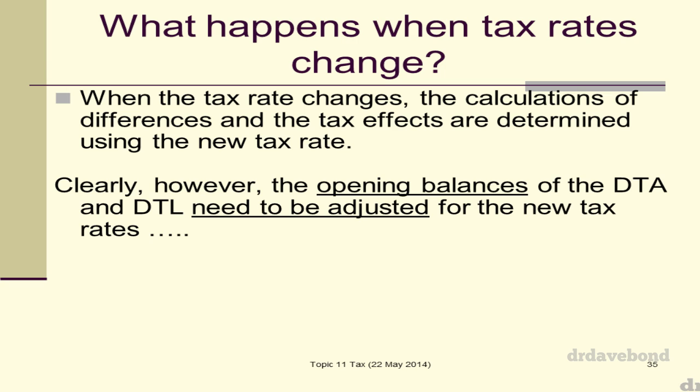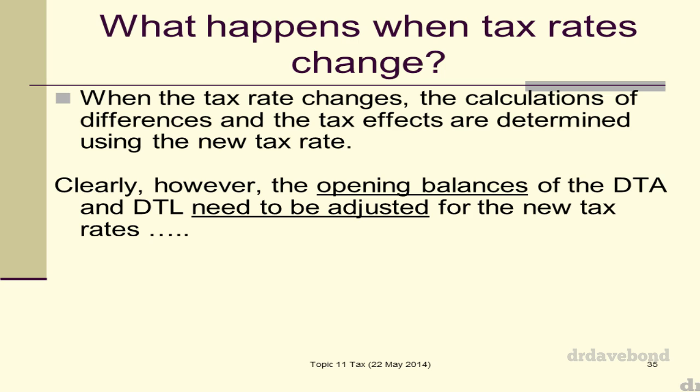So we've got a $15,000 DTA, caused by a temporary difference of 50,000 at 30%. If the tax rate goes down to, for example, 28.5%, we still have this temporary difference of $50,000, but the amount of the DTA has reduced to $14,250. So we've now got a lower benefit because the deduction we get is lowered.